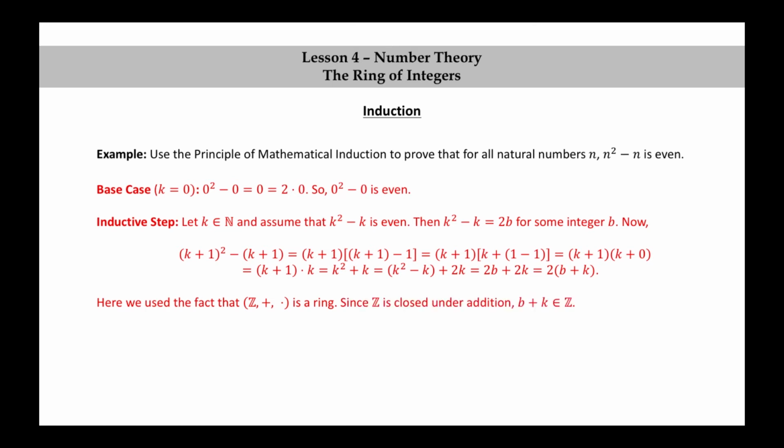Finally, since Z is closed under addition, b plus k is an integer. So we just showed that (k plus 1) squared minus (k plus 1) is even. Okay, so we proved the base case and the inductive step, and now we can say by the principle of mathematical induction, n squared minus n is even for all n in N.